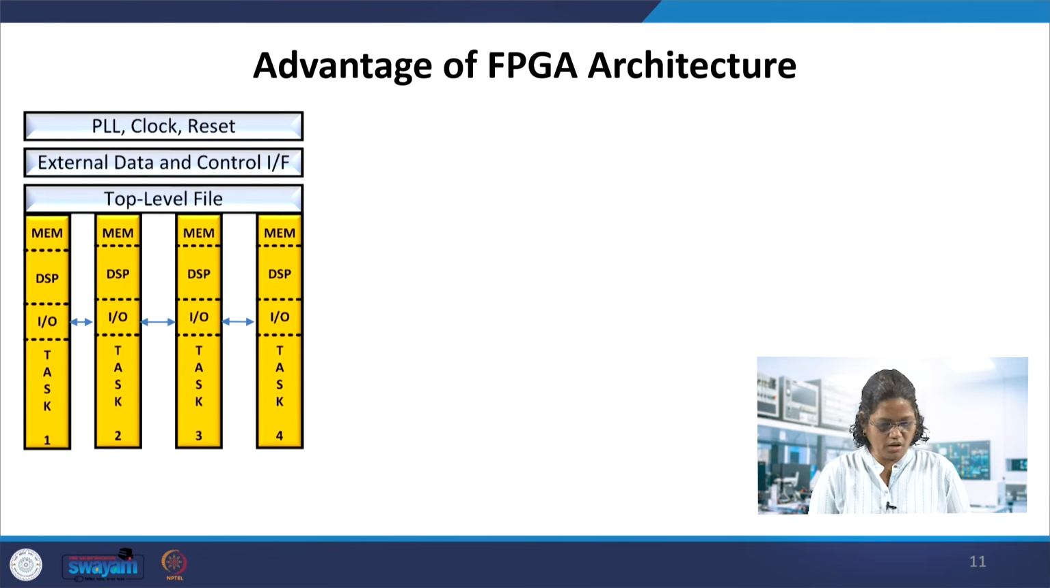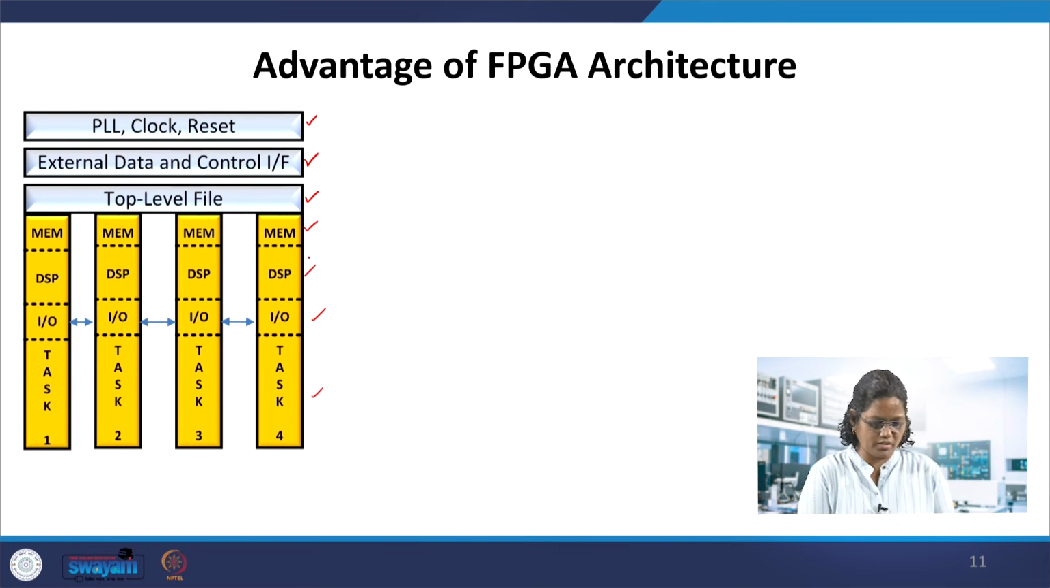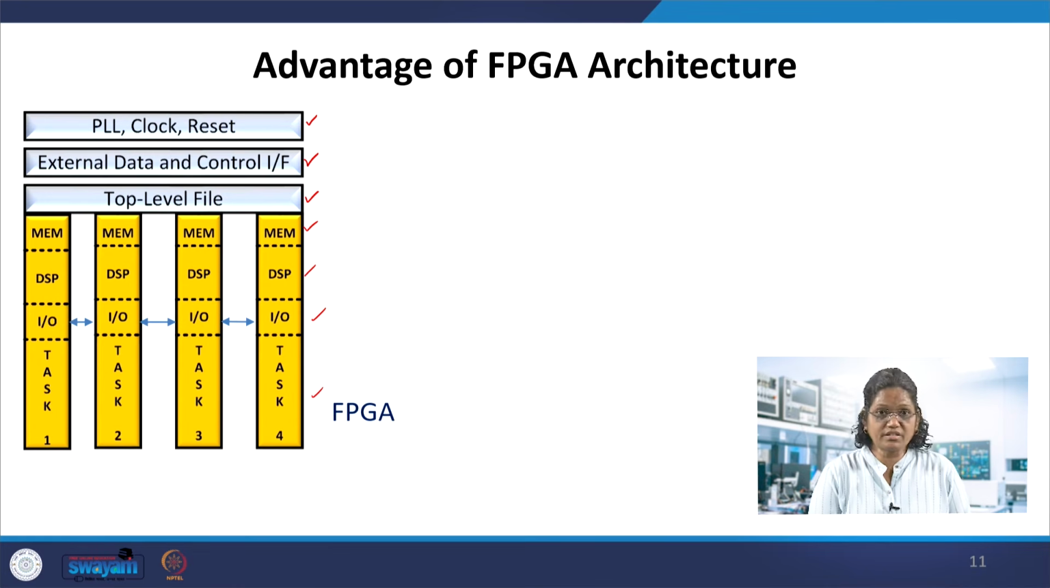The FPGA architecture, if you look at it in a similar fashion, there is a top level file and external data and control, also the PLL, clock and reset. You can see tasks 1, 2, 3 and 4, which have the memory, DSP, IOs, and each task has dedicated IOs, memories and DSP blocks. So that's the difference between the DSP and the FPGA, where they are not sharing the resources, they have separate DSP and memory blocks and IOs. Of course, a well defined interaction between the IOs is used in this FPGA architecture.